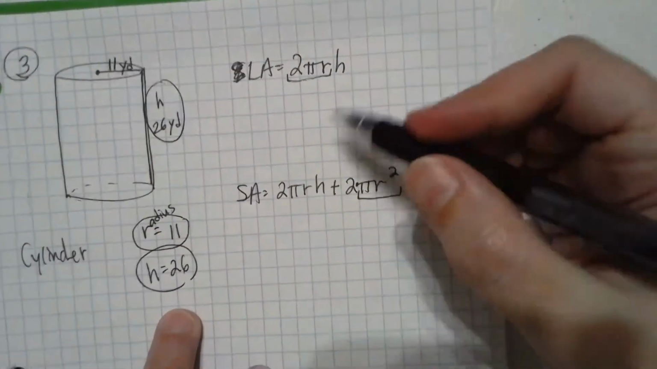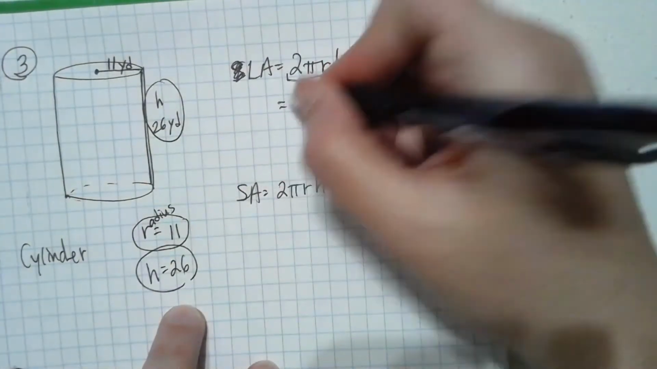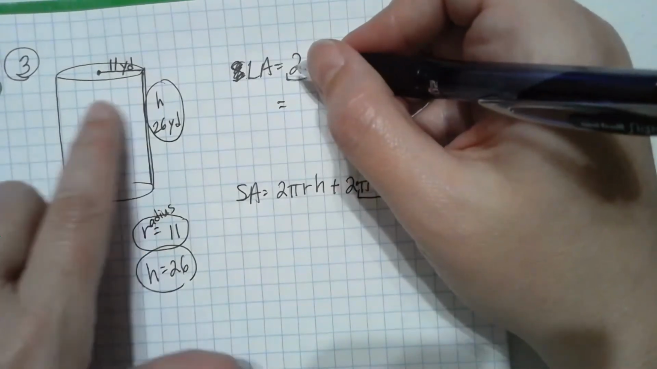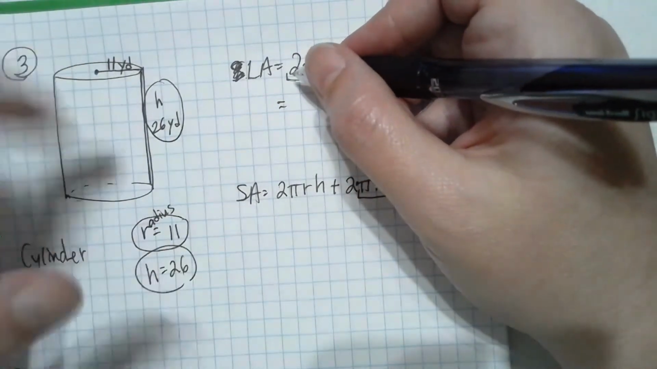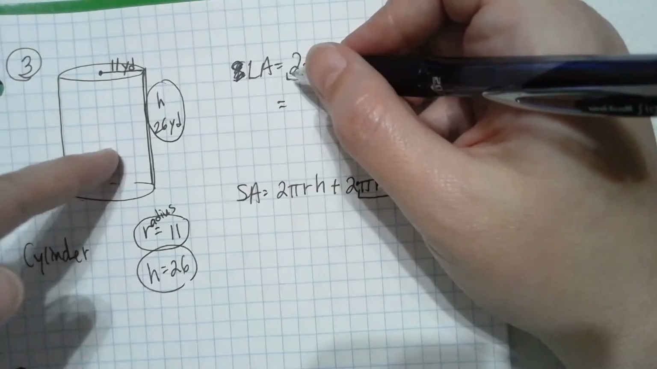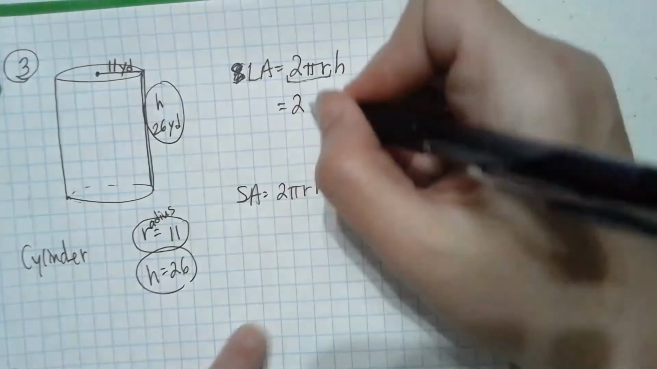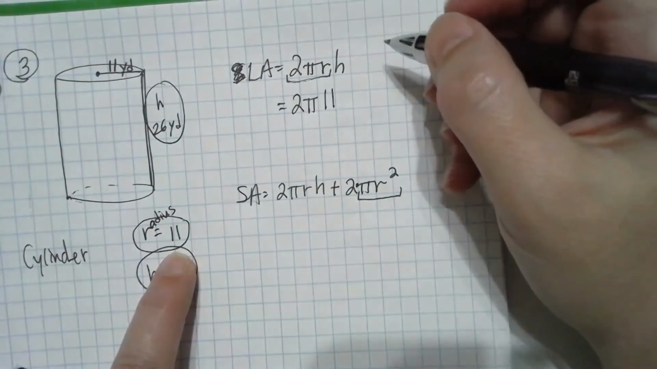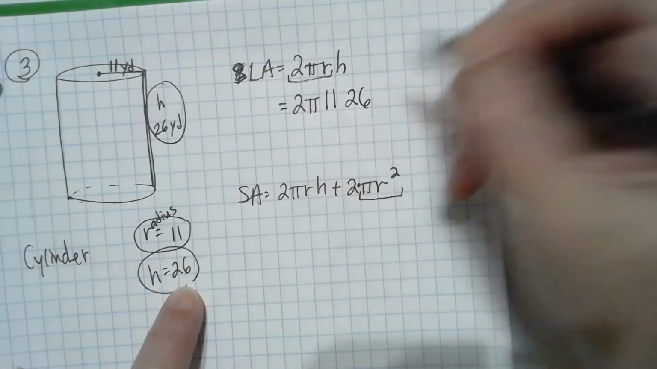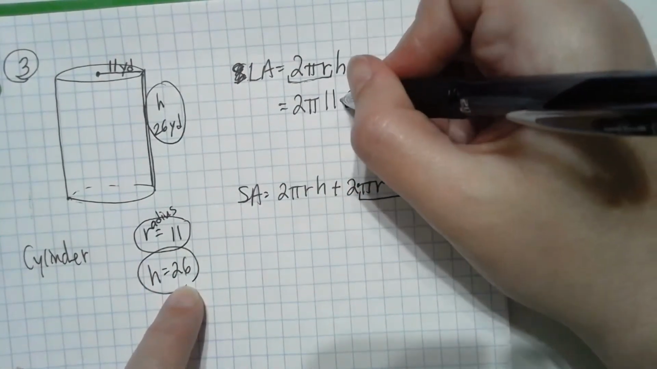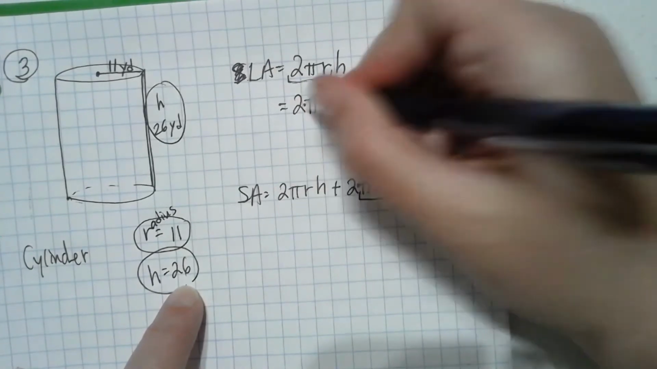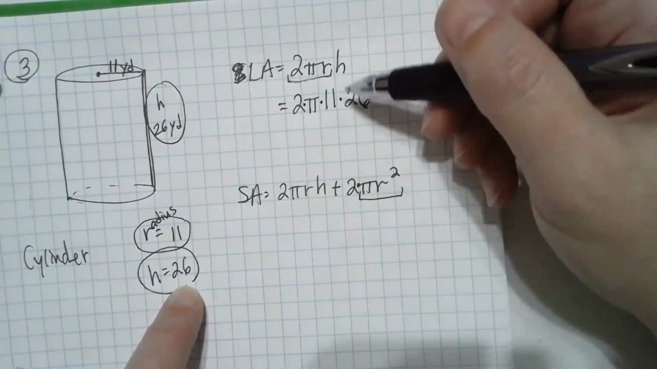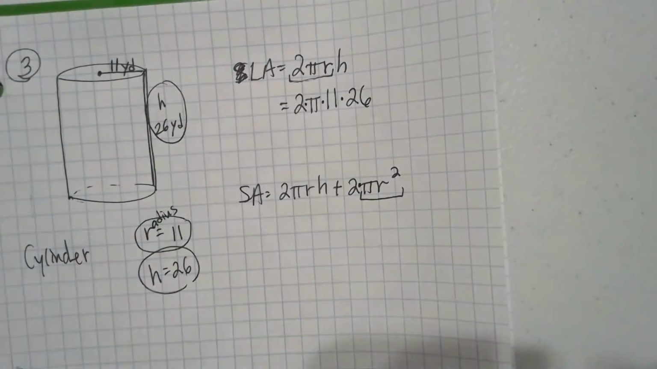Okay, so we're just going to come over here and we're going to plug those numbers in. So our lateral area around the middle here, like where our label would be or where your hand would go if you were holding this as a soda can: 2, pi doesn't change, R is 11, H is 26. In between all of these, we're going to have a times sign. 2 times pi times 11 times 26.